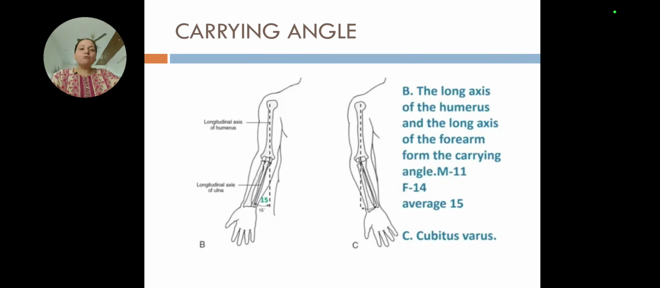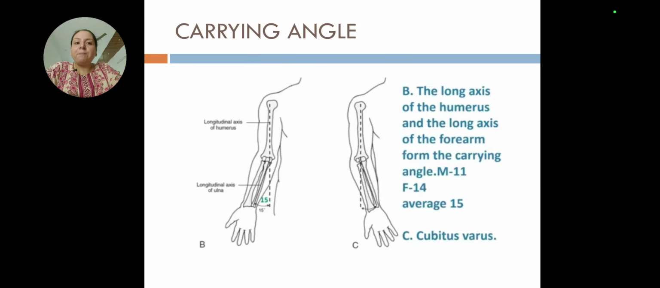Now there are two conditions which are of significance here. One thing to be kept in mind is gender. In males this angle is less as compared to females. Another thing is the dominance of hand: the right side carrying angle will be more as compared to the left side. So there is an anatomical point as well as general points to keep in mind while writing about the carrying angle, that it varies with gender as well as with the dominance of hand.